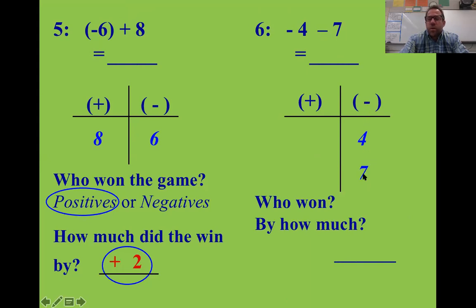So they won, and 4 plus 7 is 11. So your answer is -11. That's your answer. It's not +11. It's not +3. It's not -3. So just play scoreboard: 4 points to the negative team, 7 points to the negative team. Okay, let's try a couple more.